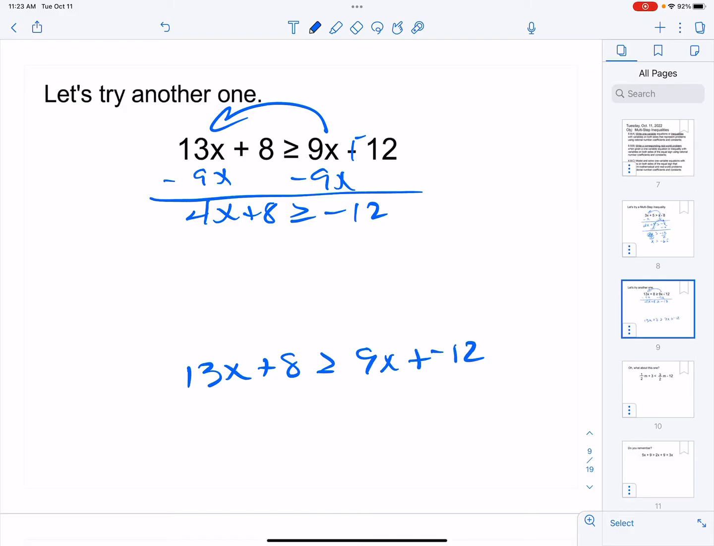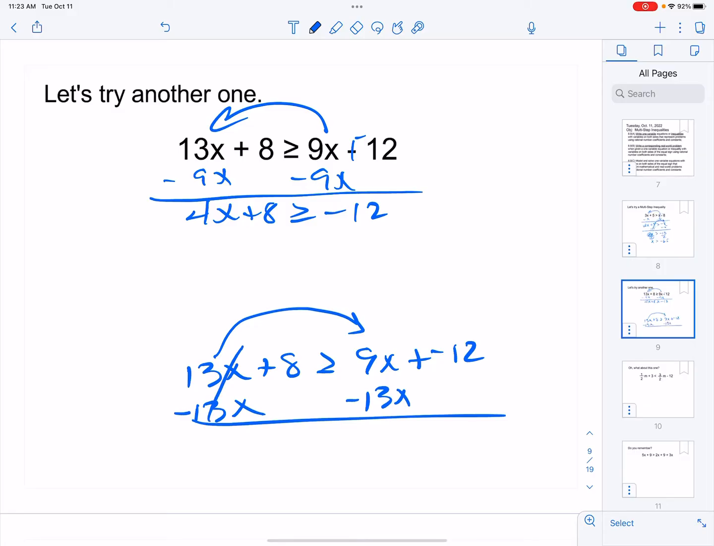So what if I move the x's to the other side? What if I move that 13x over to be with that 9x? Is that going to change anything? Well, if we do, because you can move that x to whatever side you want, here my x's go away. I'm left with 8 is greater than or equal to negative 4x plus negative 12.